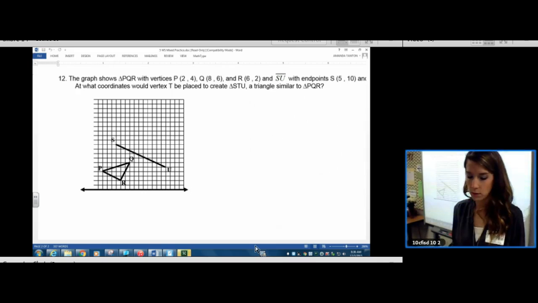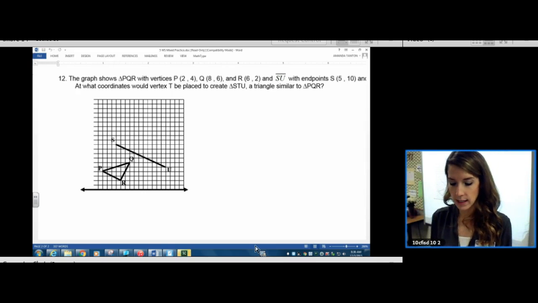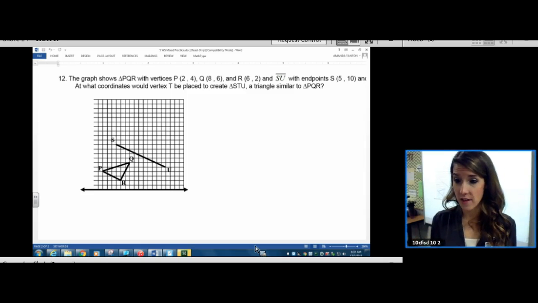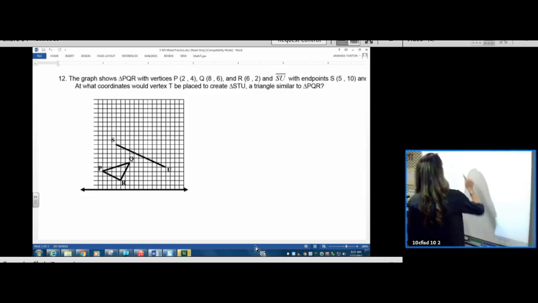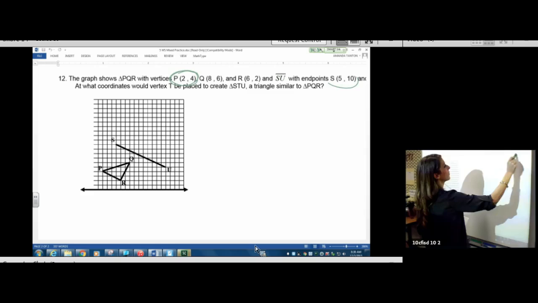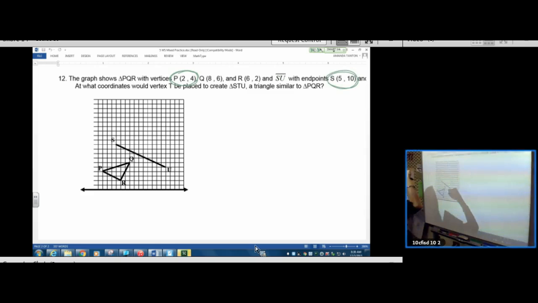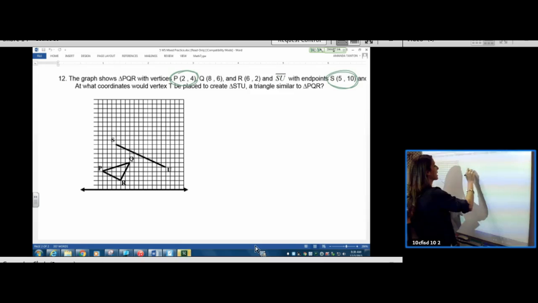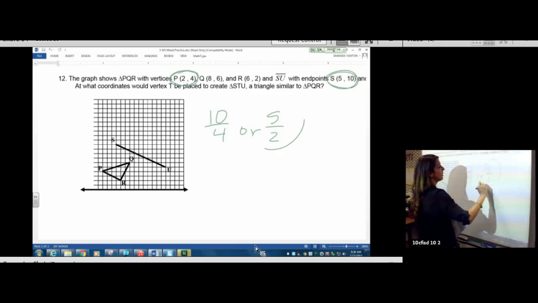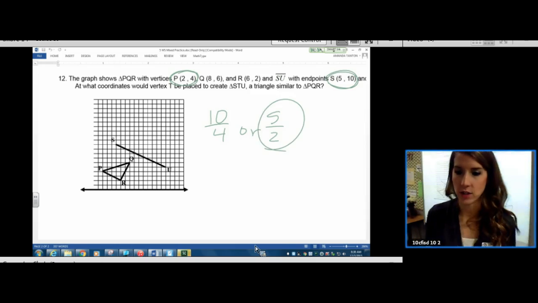The graph shows PQR and its coordinates. It shows SU. At what coordinate should T be placed to create a similar triangle? So we're going to begin by getting our scale factor. All we have to do is take what they gave us. Find 2 points that correspond. There we go. S and P. And we can put second over first. Or we can do the x value. Second over first. So there's our scale factor.